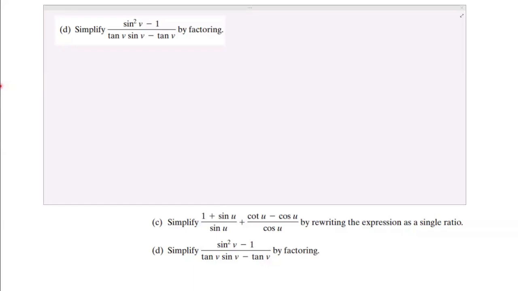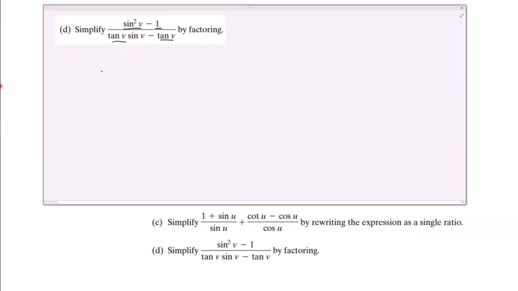Okay, for this last example D, it asks us to factor this. So I can think of this as a difference of squares, a squared minus b squared. And then I can see that I've got a common factor of the tangent of v here. So if we factor that as requested, we're going to get a sine v plus 1 times a sine v minus 1.